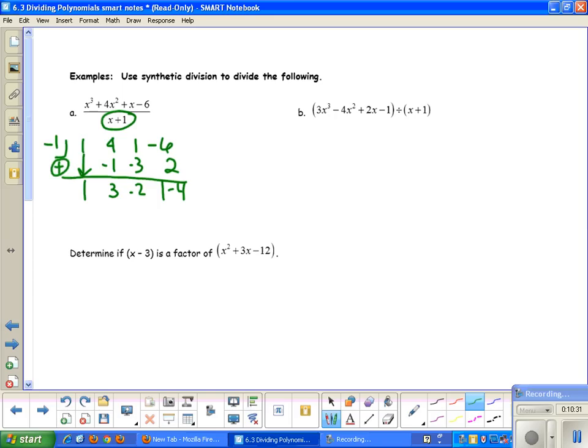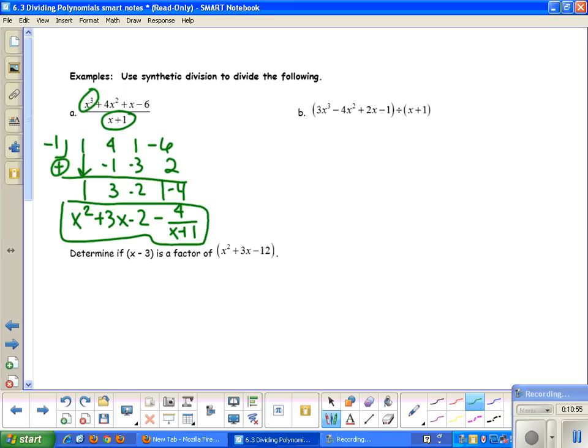So then this equation becomes one less than your dividend, which is an x cubed, so x squared plus 3x minus 2 minus 4 over x plus 1, because that's my remainder. So this would be my solution, and therefore I know that x plus 1 is not a factor of that polynomial because the remainder is equal to negative 4.